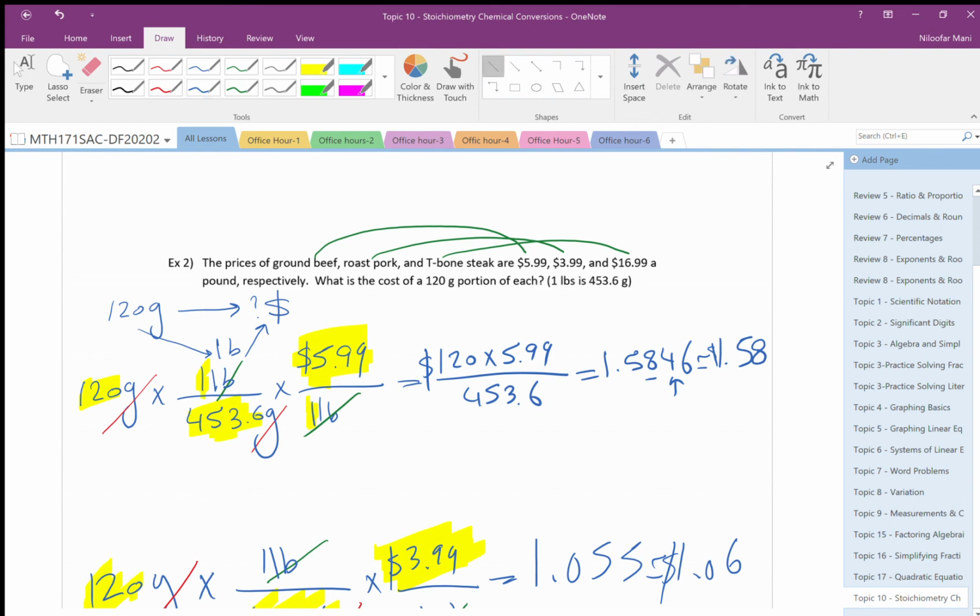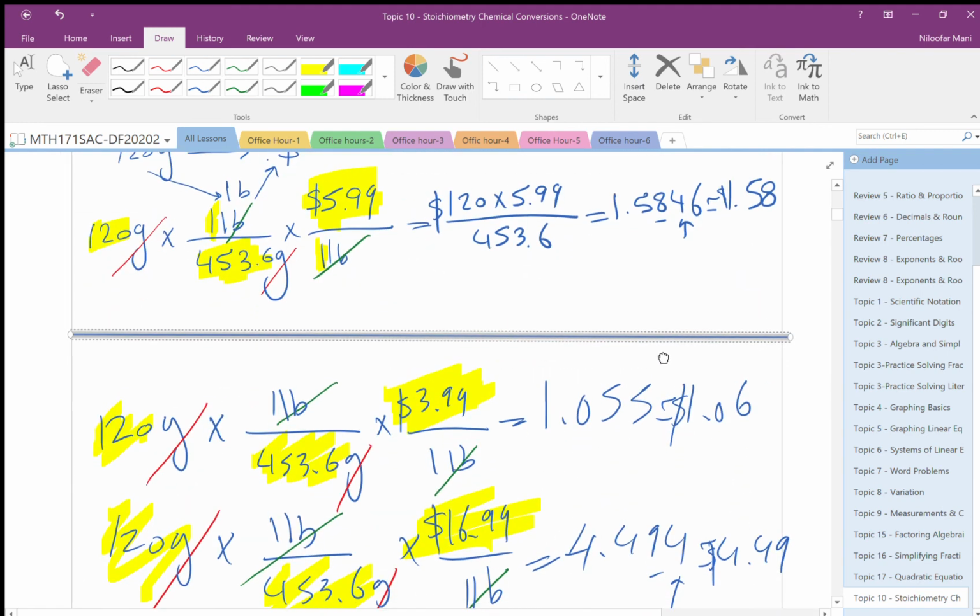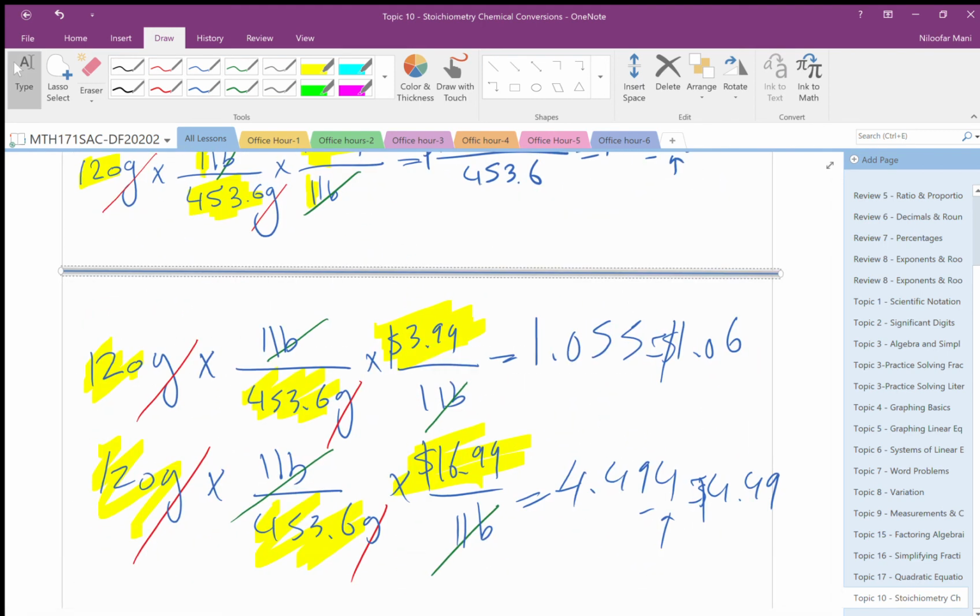And as I did this, of course you can repeat it for the next one, which is 3.99, and for the next one, which is 16.99. The same method, the same thing, and find the answer for them. You can stop the video and do it on your own, and maybe you see I made a mistake, so you can let me know.